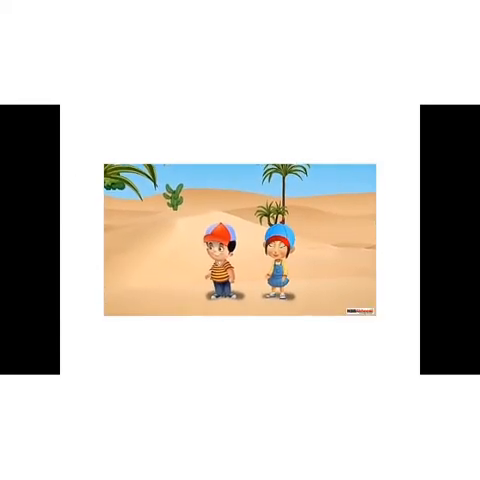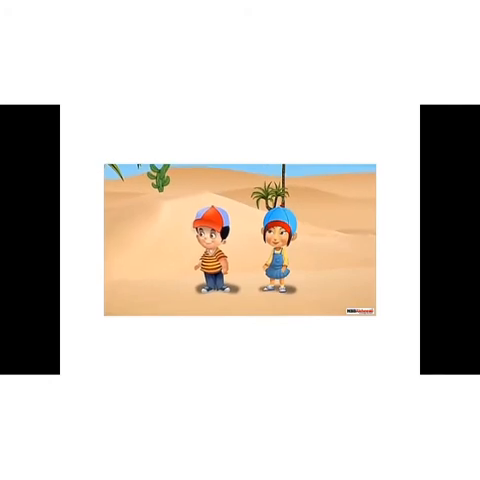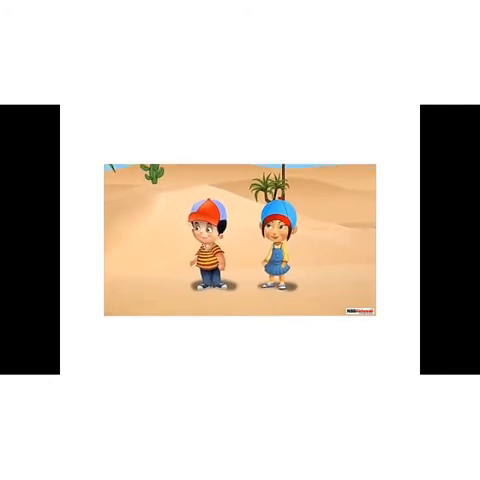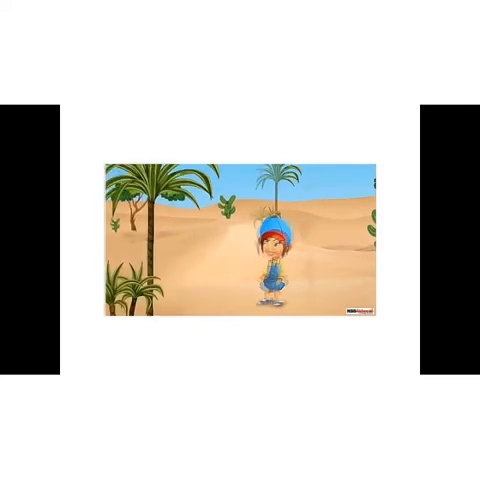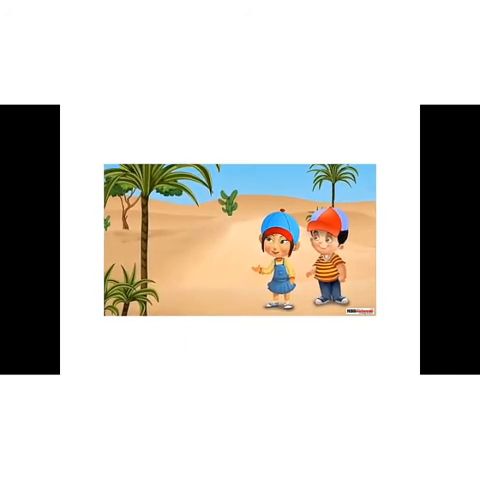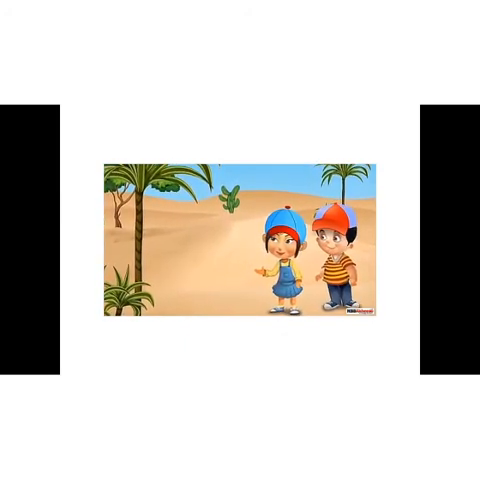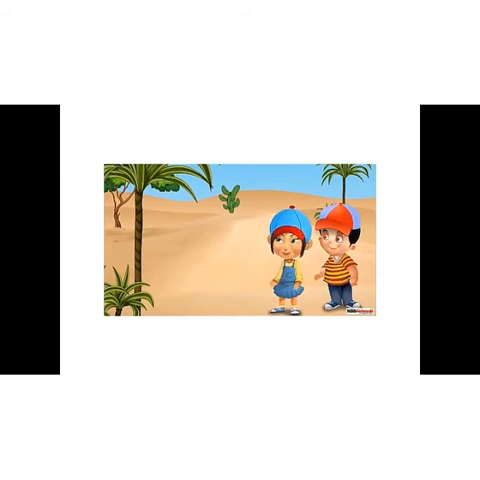This vacation, Sid and Alicia have come to visit a desert with their parents. The desert is such a hot and dry place. It seems there is no water here. Yes, but see, there still are plants around here.